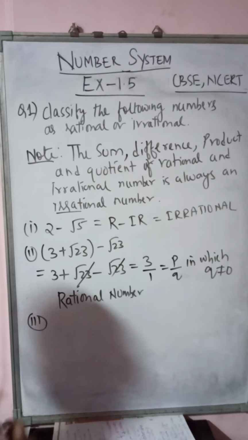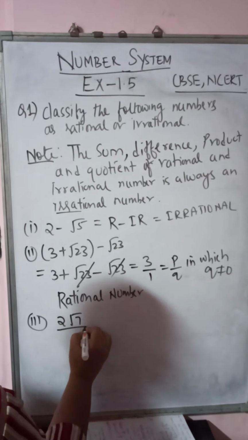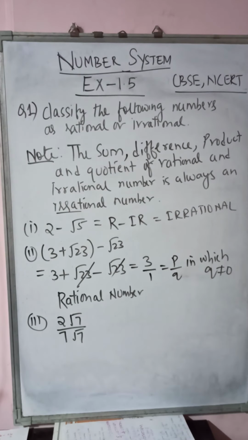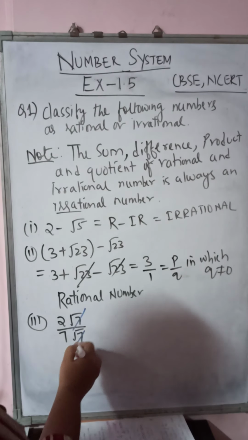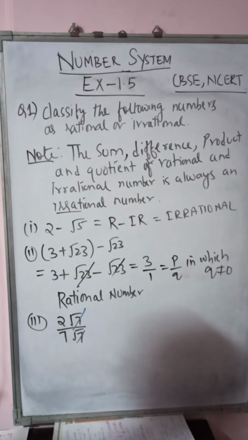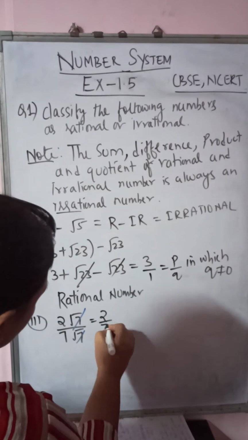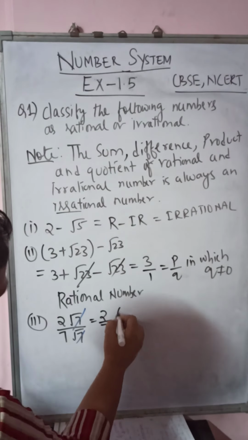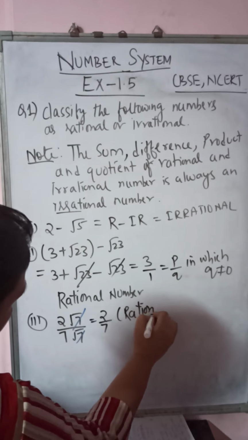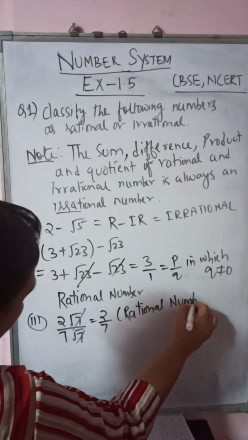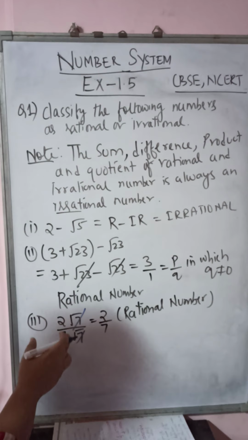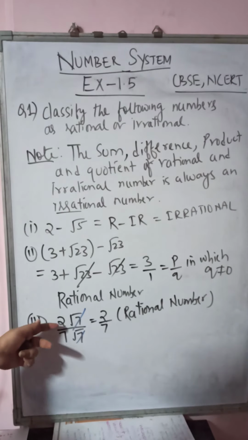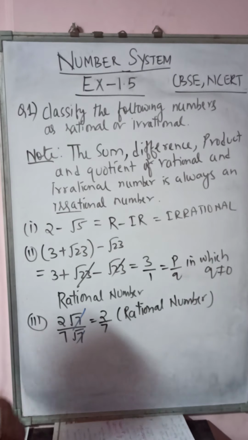Now third is 2 root 7 by 7 root 7. Here also this root 7 and this root 7 will get cancelled, so you are left with 2 by 7. Again 2 by 7 is in the form of P by Q, where Q is not equal to 0, so this is a rational number. In another way, 2 root 7 is irrational and 7 root 7 is also irrational. So when you take two irrational numbers and divide, the answer may or may not be an irrational number.